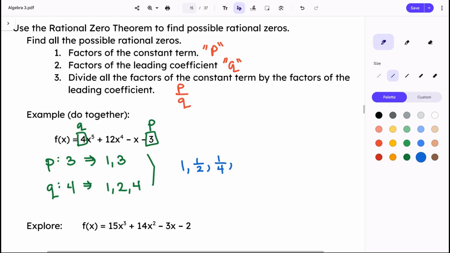And then we're going to keep going with the other number. Because I did 1 divided by all of those. Now we're going to do 3 divided by these numbers. So what would be 3 divided by 1?